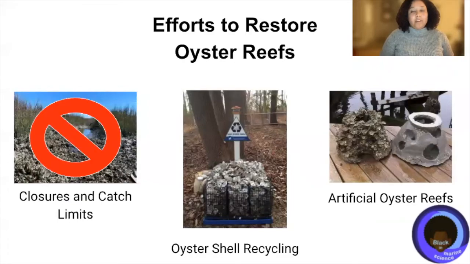However, there are efforts to restore oyster reefs. Seasonal closures and catch limits control how many oysters can be harvested. There are programs that recycle oyster shells from restaurants to be reintroduced to the coastline for spat to attach to. Other materials, such as concrete, are also introduced into the coastline to create artificial reefs for spat to attach to.